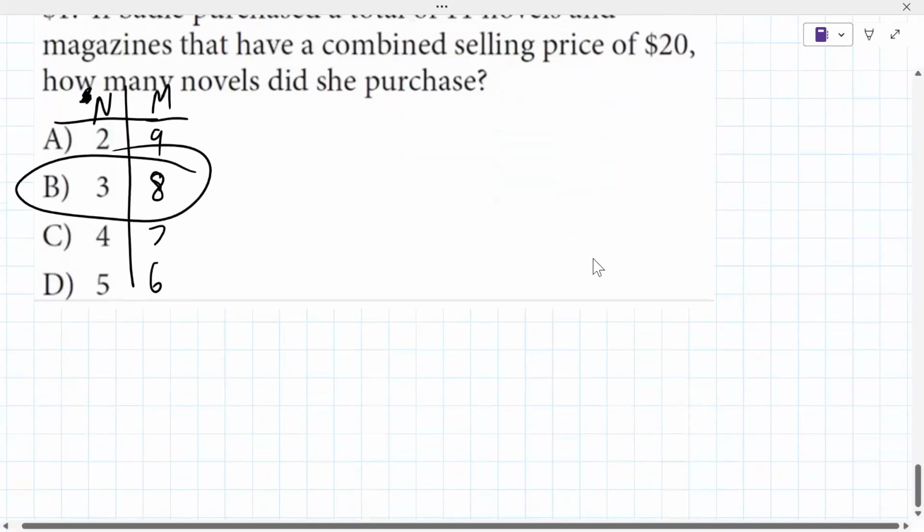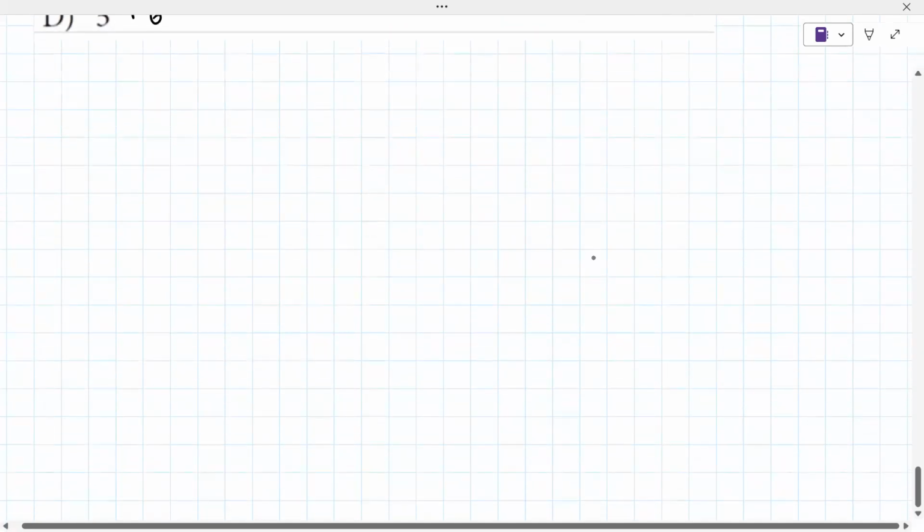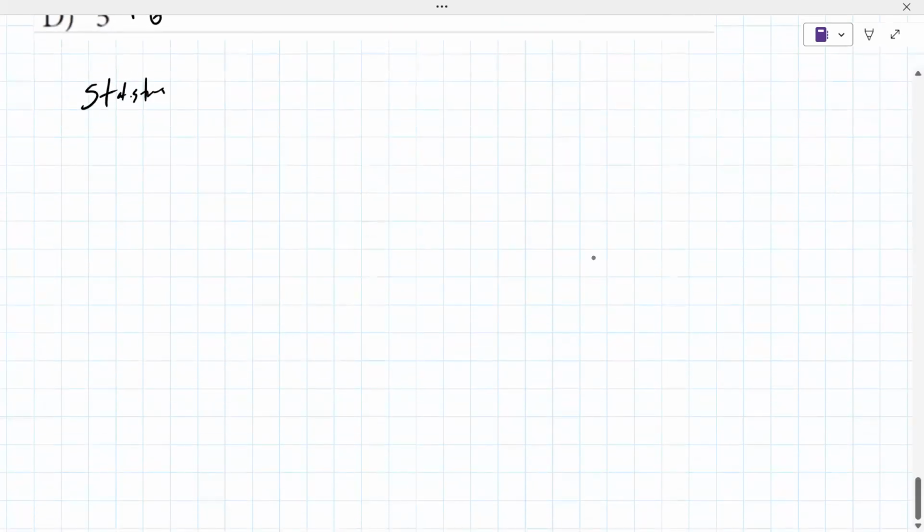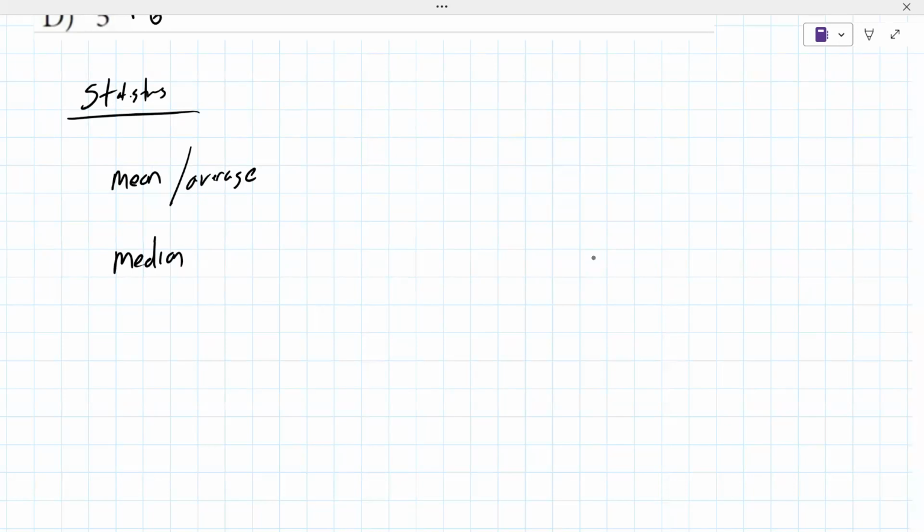All right. So we're going to switch to a new topic here. We haven't done much with statistics. You probably already know some of these. I'll just check with you. Do you remember how to find the mean of a data set, or the average? Yeah. Okay. How about the median? The median is the middle number, right? It is the middle number.